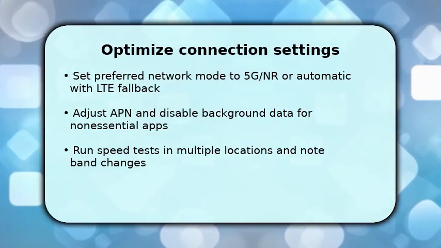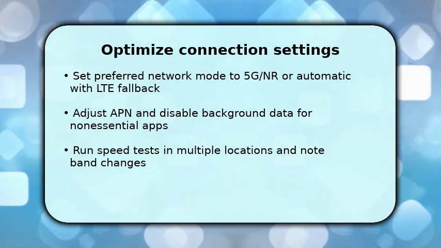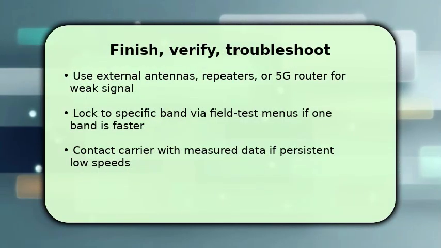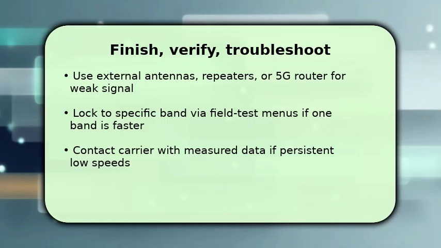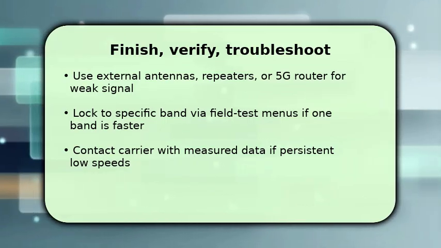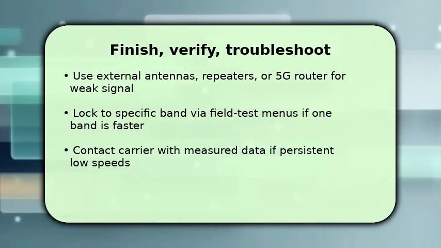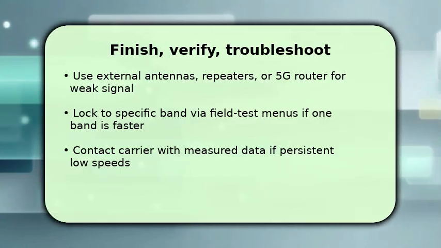Finish by maximizing the link. Position device near windows, use a 5G-capable router or external antenna if indoor signal is weak, and consider a small cell or repeater for consistent coverage. If one band performs better, use field test tools to lock that band temporarily to stabilize speed. Make sure to retest after each change.